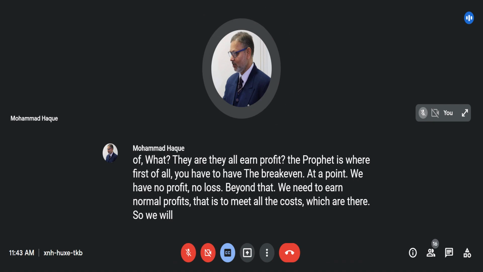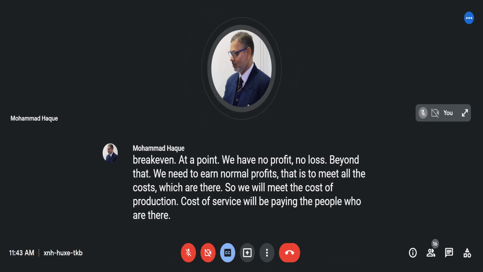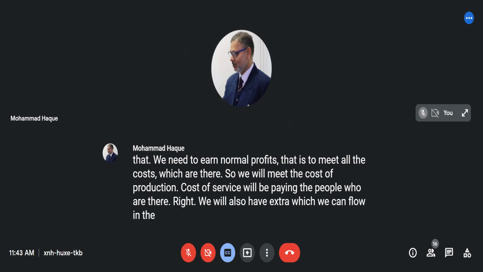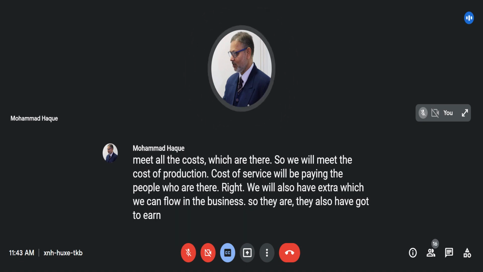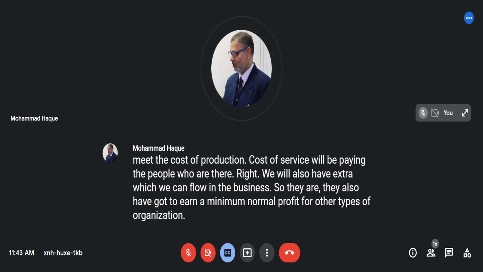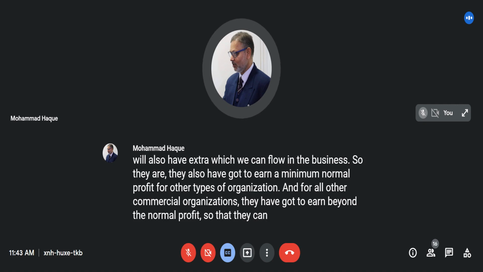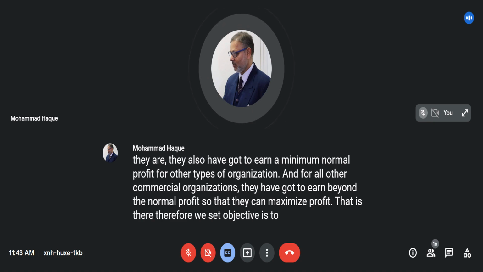So we will meet the cost of production, cost of service. We will be paying the people who are there, right? We will also have extra which we can deploy in the business. So they also have got to earn a minimum normal profit for other types of organization. And for all other commercial organizations, they have got to earn beyond the normal profit so that they can maximize profit that is there. Therefore, we said objective is to earn profit.